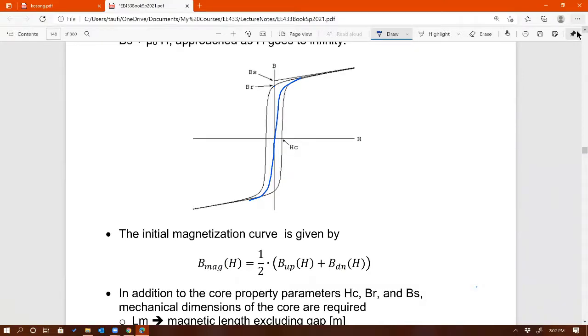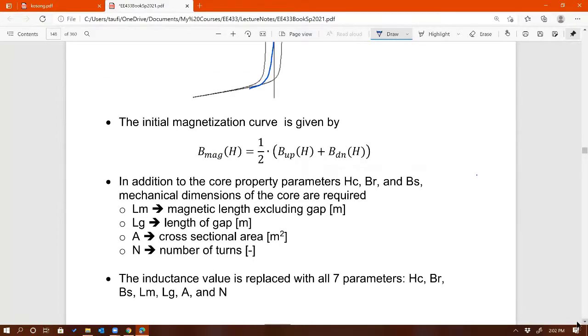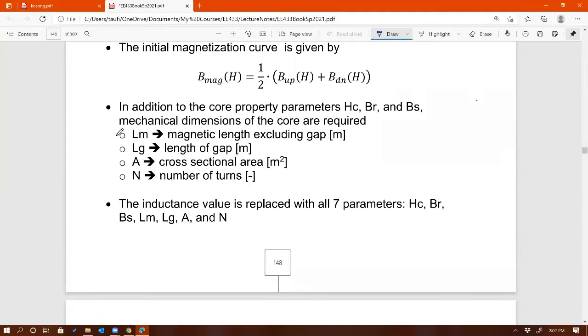When you look at the function, right? This function is in terms of H, right? And that H is a function of N, I, LM, and LG. So those are the ones that we need in the equation as well. But in terms of predefining the parameters, you only predefine N, LM, and LG, not I, right? I is the one that you get from the simulation. So that's why I said right here, you need others.